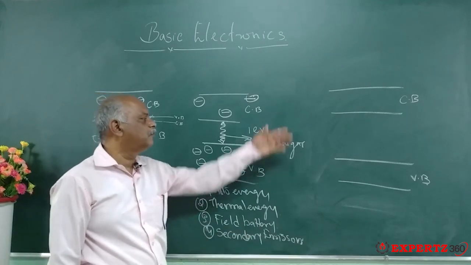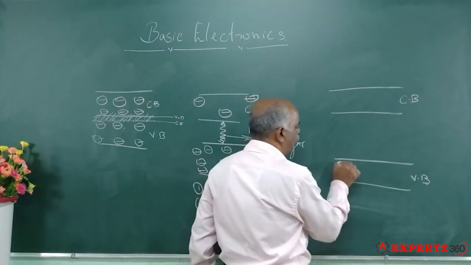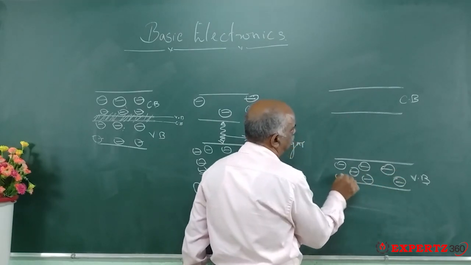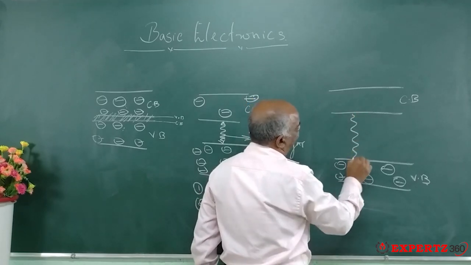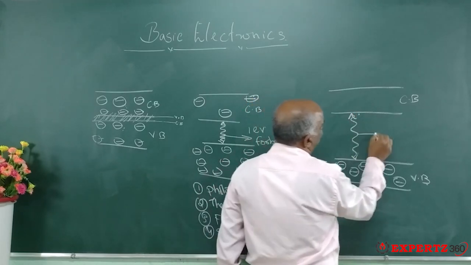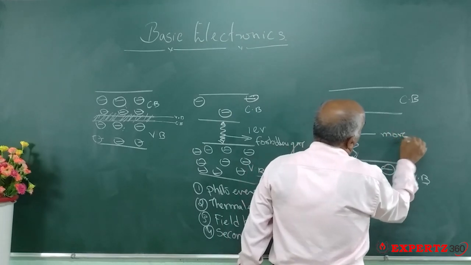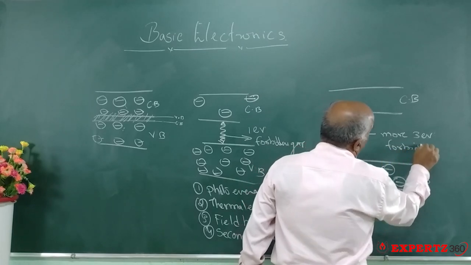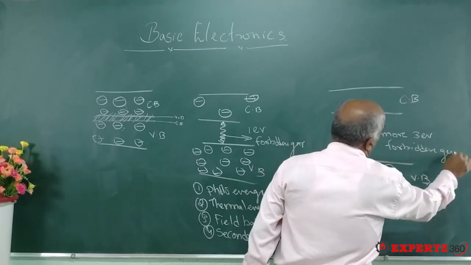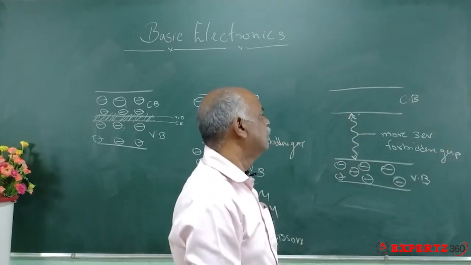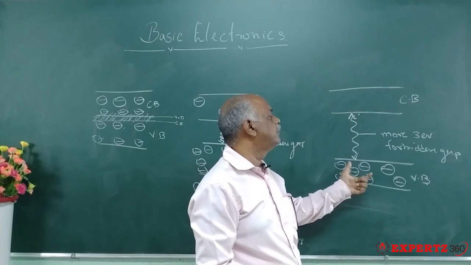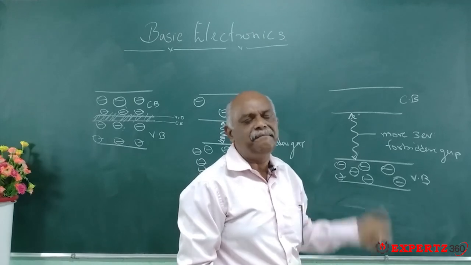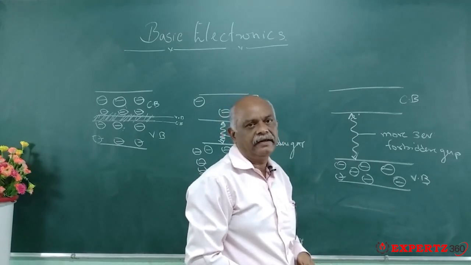Okay. Now we come to this. You have the electrons revolving in the valence orbit. You have the gap, the forbidden gap, which is more than 3 electron volt. Therefore, it is impossible for an electron to jump from the valence band to the conduction band, and the conduction band contains no electrons. It is empty of free electrons. Clear? Any doubt in these 3 materials?